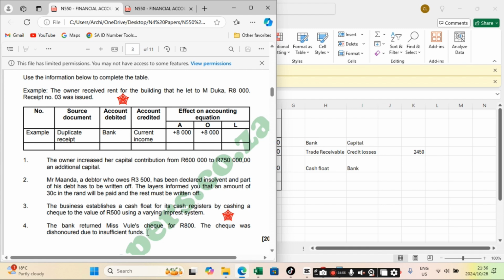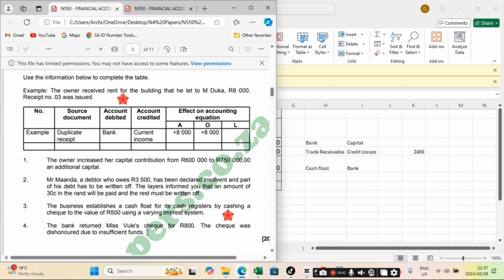Now when the bank tries to cash out the money, there are insufficient funds, so the check bounces. When the check bounces, where are we going to see that? We're going to see that on our bank statement. At the end of the month, the bank statement comes back, saying there was a dishonored check from Miss Val of 800.